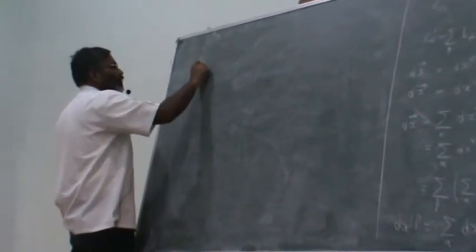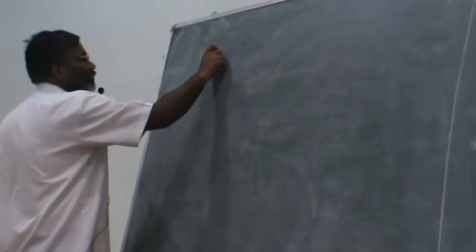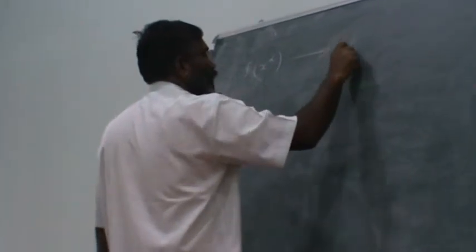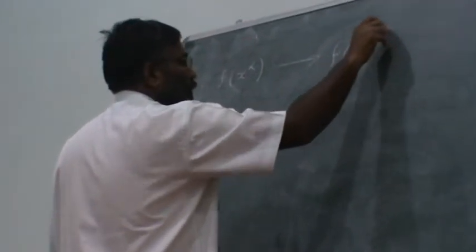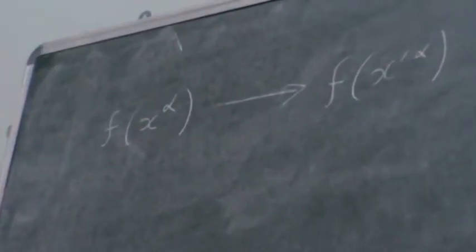I have a function f of x alpha. Now I make a transformation of the coordinates. So I will get f of x prime alpha. Transforming the quantities, I get f of x prime alpha.